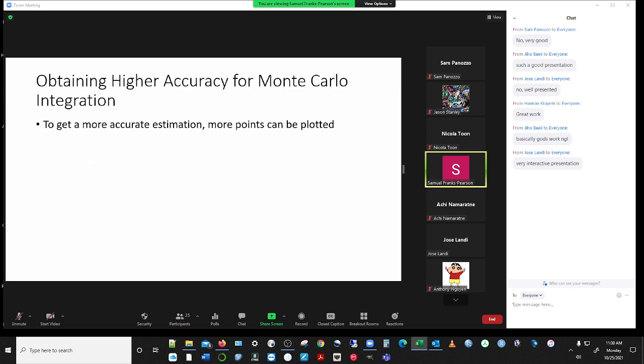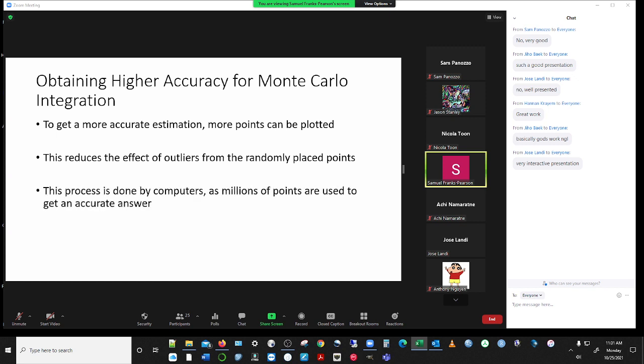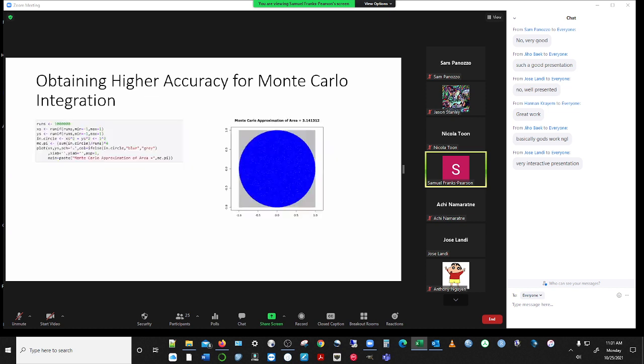In order to get a more accurate answer, more points can be plotted randomly. It reduces the effect of outlier points and generally gives a more precise answer. Doing this by hand can quickly become tedious, so computers are used for these calculations instead.